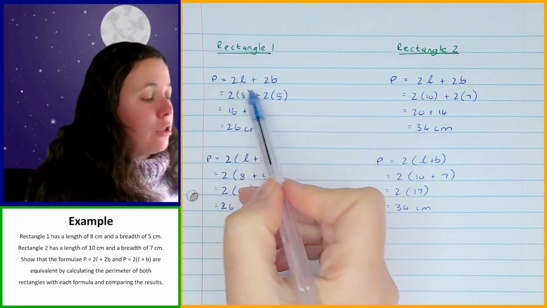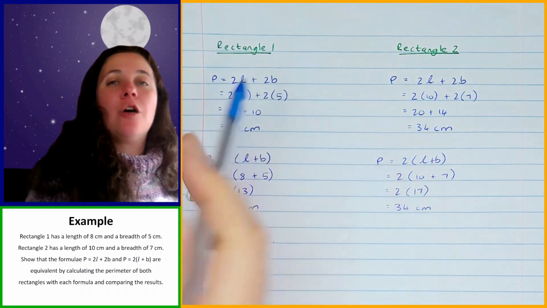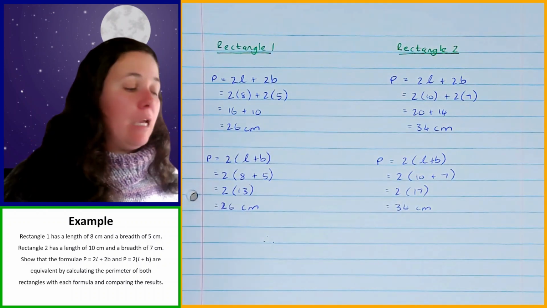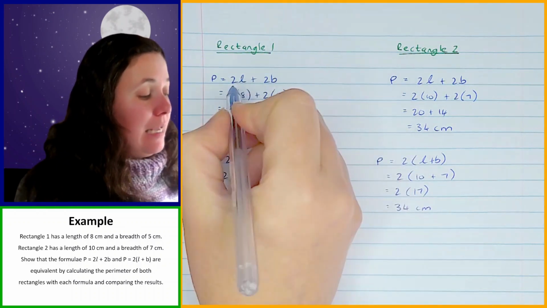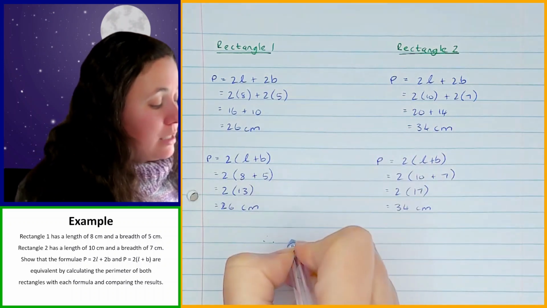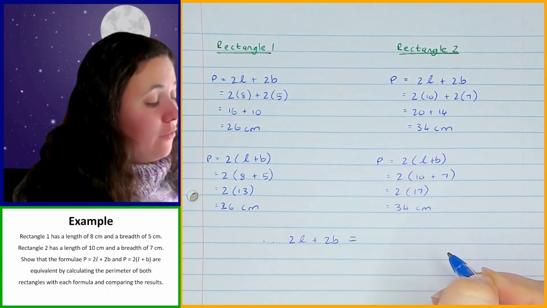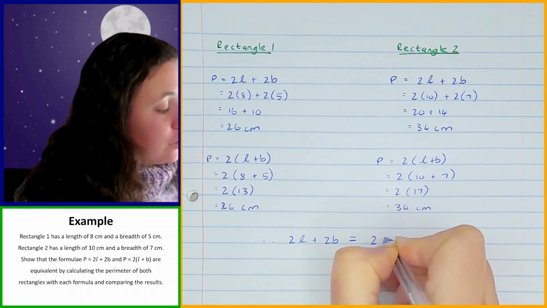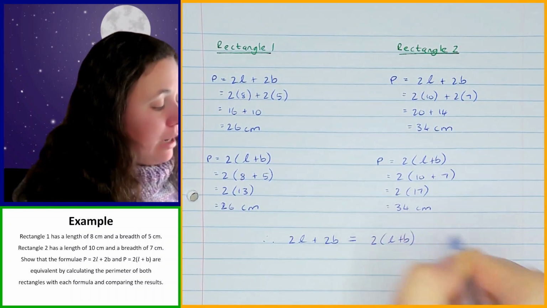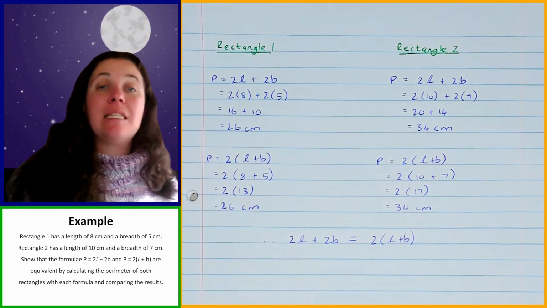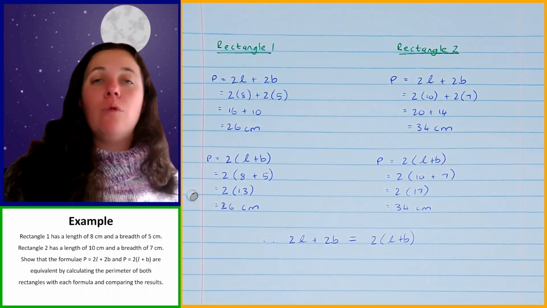But it's this part, the rule that actually tells me how to work out P. Are they equivalent? So now I can say this: yes, 2 lengths plus 2 breadths, 2L plus 2B, is equivalent to 2 times the length plus breadth in brackets. They give me the same result. It doesn't matter which option I use, I will end up with the same result.